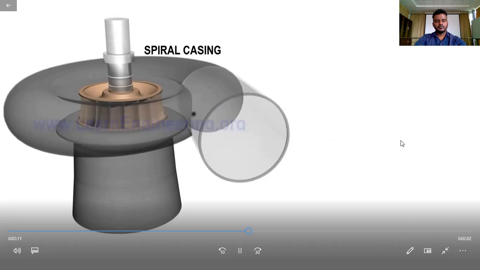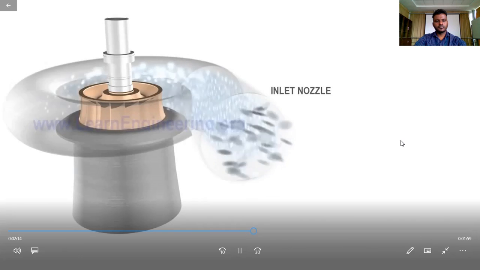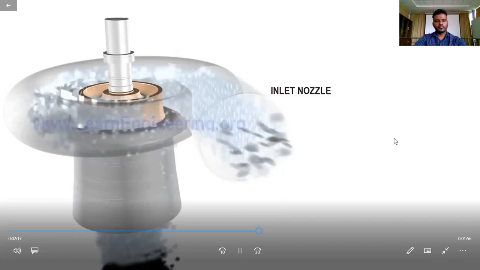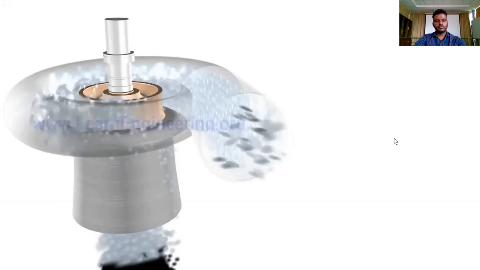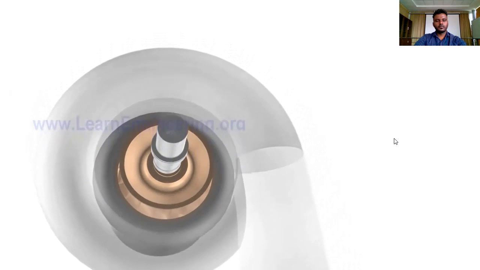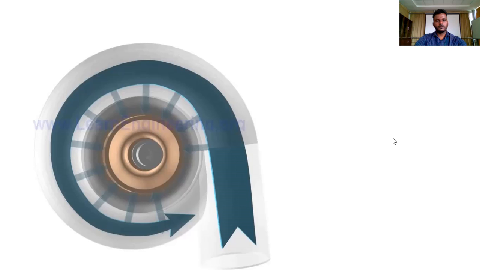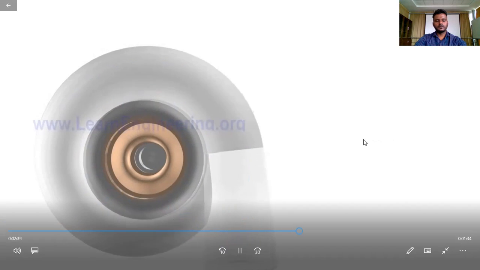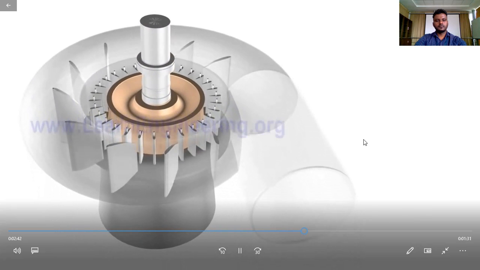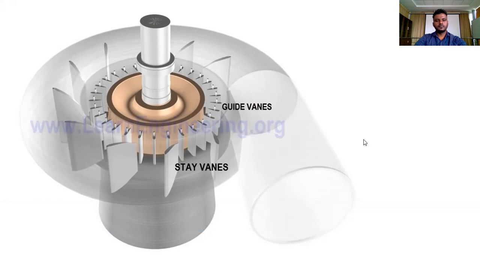Flow enters via an inlet nozzle. The flow rate of water will get reduced along the length of the casing since water is drawn into the runner. But the decreasing area of the spiral casing will make sure that flow enters the runner region at almost uniform velocity. Stay vanes and guide vanes are fitted at the entrance of the runner. The basic purpose of them is to convert one part of pressure energy to kinetic energy.